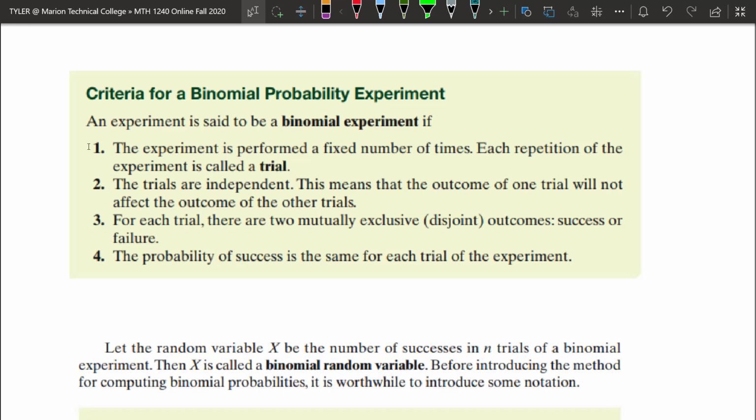The third thing is that for each trial, there are two mutually exclusive, disjoint outcomes. So we either have a success or a failure, and there's no overlap. There's no in-the-middle, like this could be a success and a failure. It's either one or the other. And then 4, the probability of success has to be the same at each trial of the experiment. So when I do it once, that probability has to stay the same if I do it a second time, a third time, fourth time, and so forth.